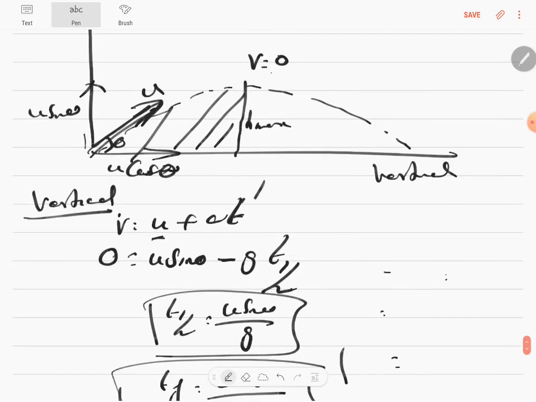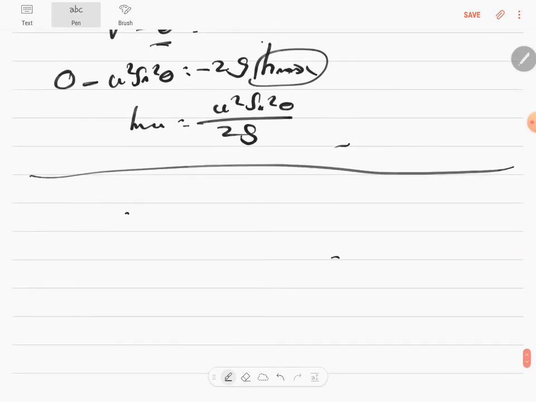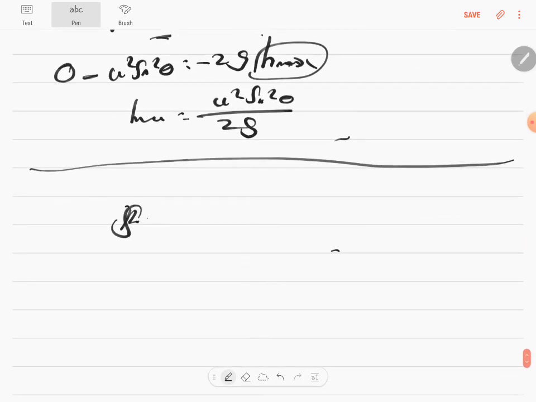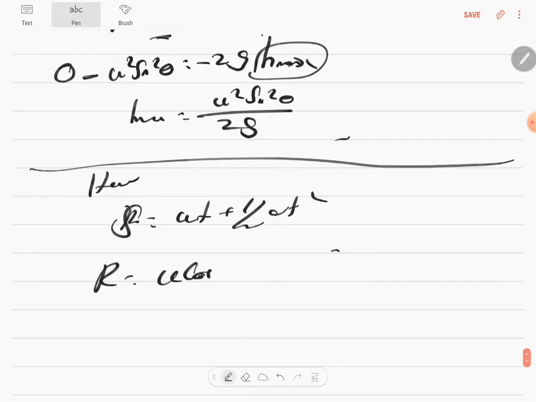Next is range. How to find range? Range formula, again s is equal to ut plus half at square. Range is the horizontal component, is u cos theta into time of full flight. What is the time of full flight? It is 2u sin theta by g.